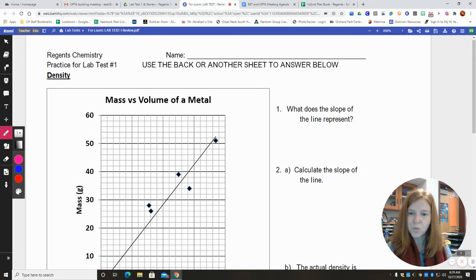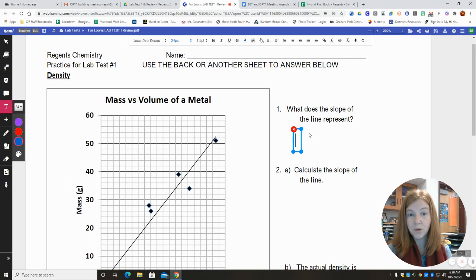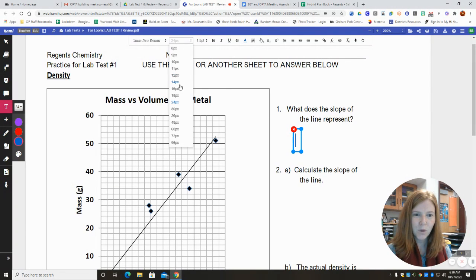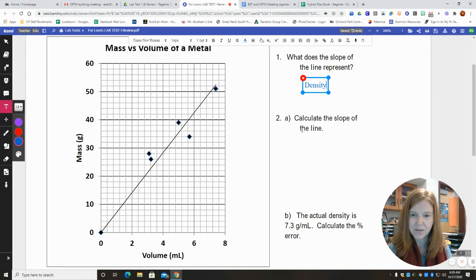So the first question says, what does the slope of the line represent? So don't just tell me what slope is, okay? What does it represent? Well, in this lab, it represents density, all right? I've had people in the past say the slope of the line represents the change in y over the change in x. That's what the slope actually is. It's not what it represents. So it represents density, the average density of the class data, if we want to be really specific.